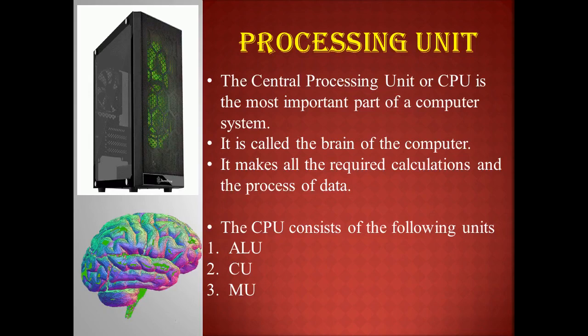CPU mainly consists of the following units. What are they? One is ALU, the arithmetic logic unit. The second one, CU, the control unit. And the third one is MU, the memory unit.